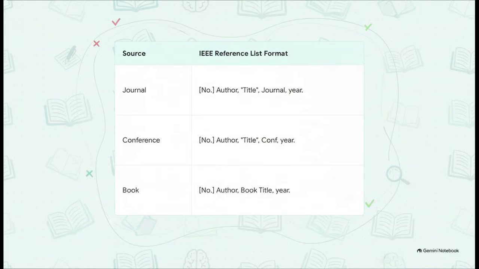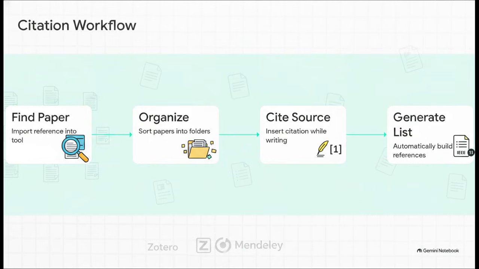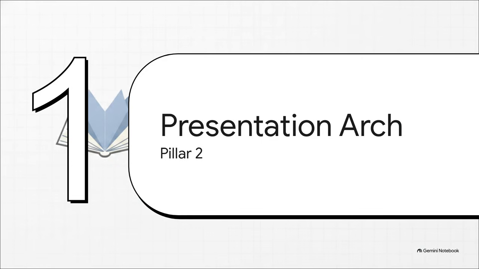Consistency here is paramount. To avoid those consistency mistakes, and trust me, to save yourself from that dreaded 2 a.m. referencing panic right before a deadline, you really need to be using citation management tools like Zotero or Mendeley. You just follow a simple 4-step workflow. Find the paper, import it, organize it into folders, and use the software plugin to insert the citation natively while you type. The tool literally builds that flawless reference list for you automatically. It's a lifesaver.